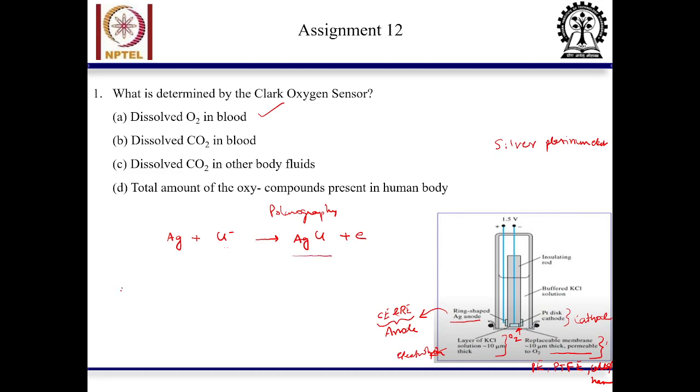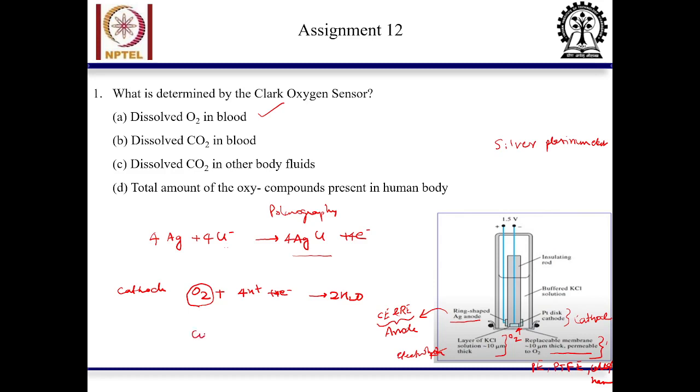What happens at the cathode, which is your platinum? On platinum, basically the oxygen will take 4 protons plus 4 electrons. This will give 2 water. Now, to balance it, we write here 4 AgCl and 4 electrons. Right? So, what is the concentration of O2? We can determine it through this.